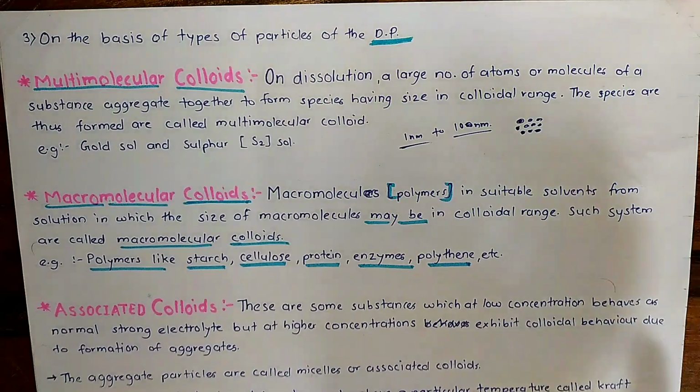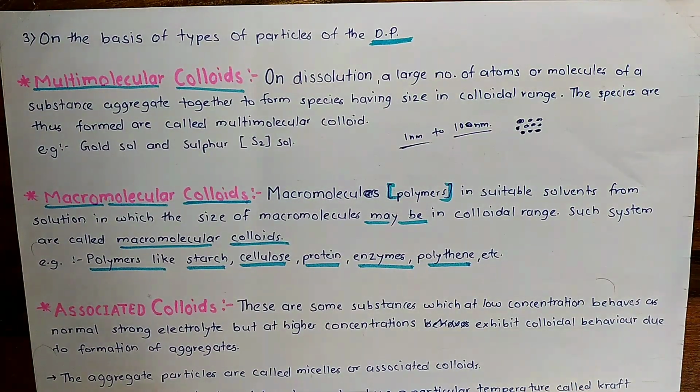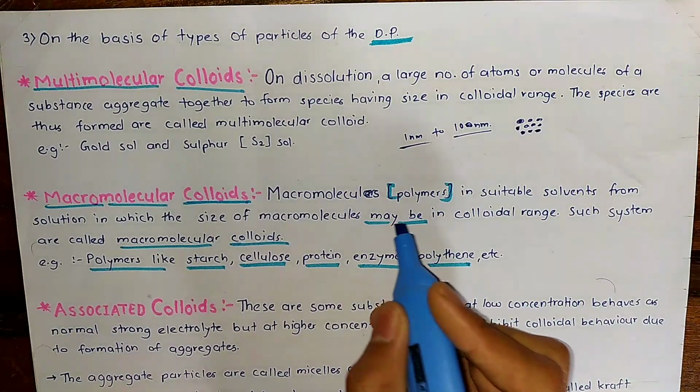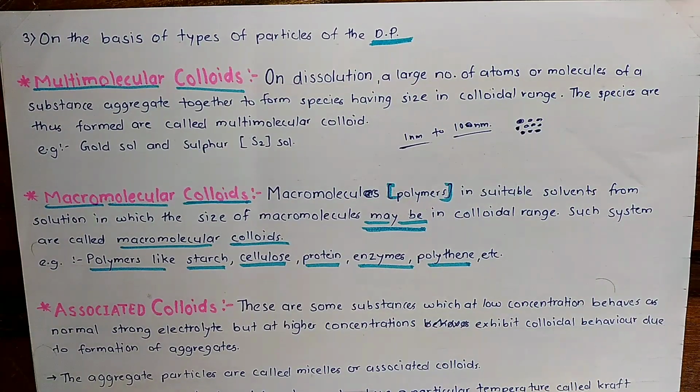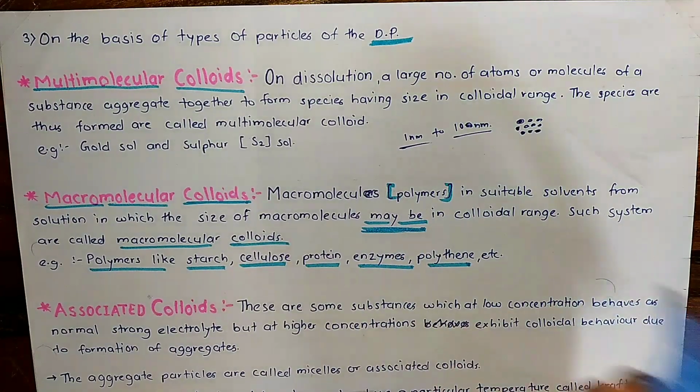Macromolecules in a suitable solvent form a solution in which the size of the macromolecules may be in a colloidal range. Such systems are called macromolecular colloids. Here the word used is "may be". It will be or not be in the colloidal range. Maybe in the colloidal range.